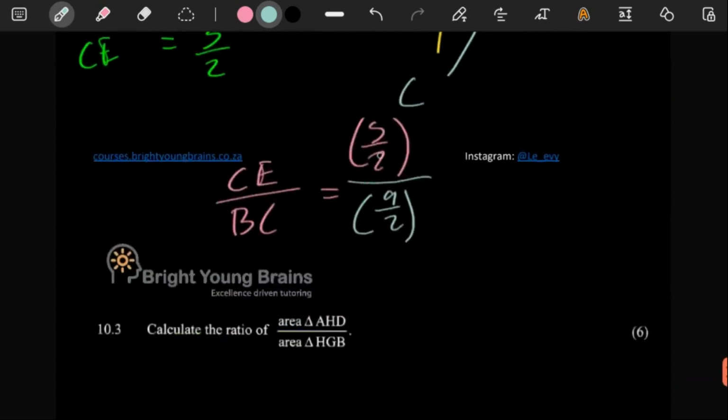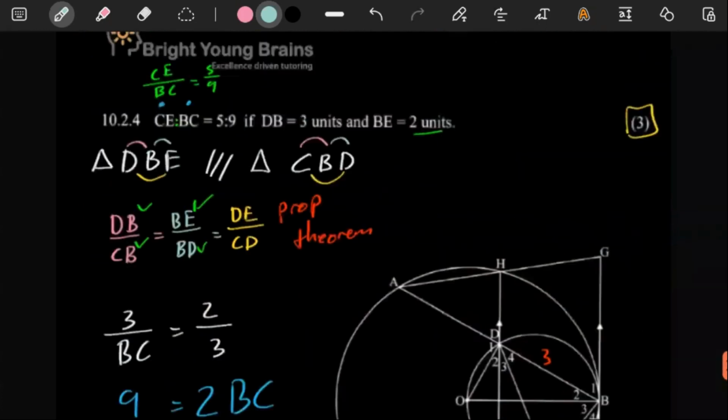So this in your calculator, let's see there. Fraction, we have 5 over 2 and then divided by 9 over 2. The answer that's coming out there is 5 over 9. So here you can then say, therefore, the ratio between CE and BC is just 5 to 9. There we go. And then you get 3 marks.